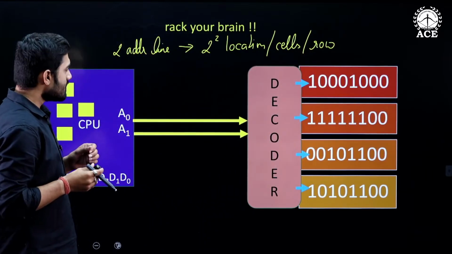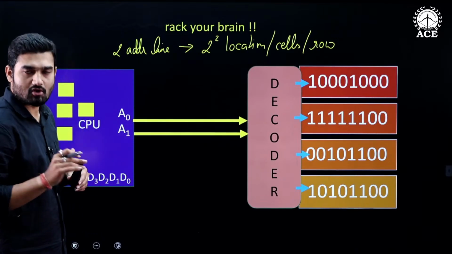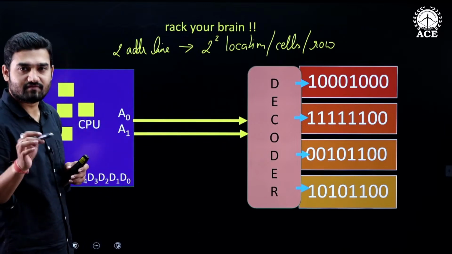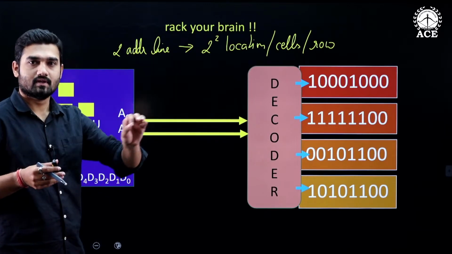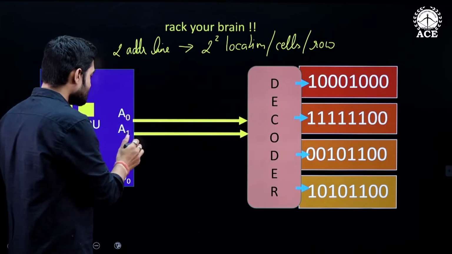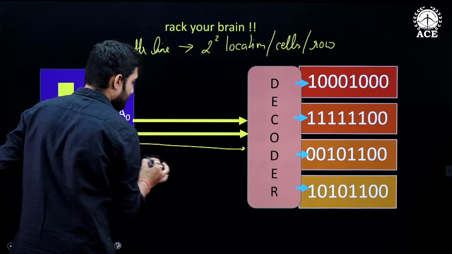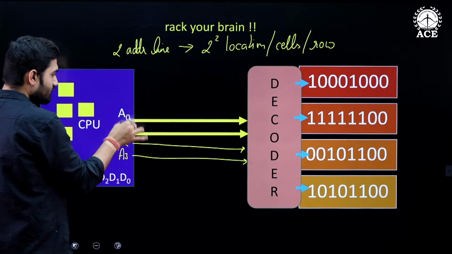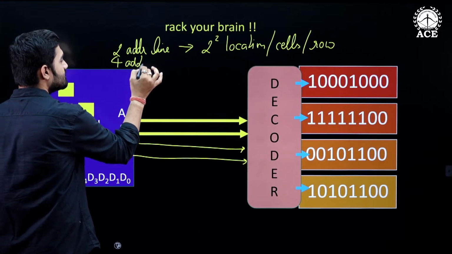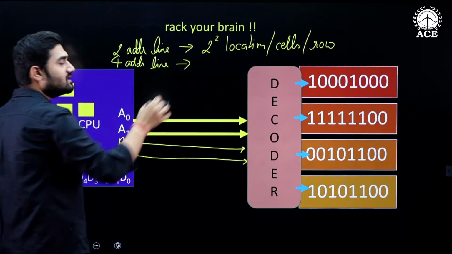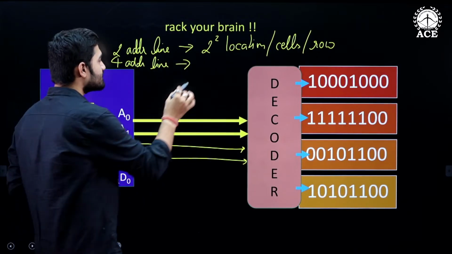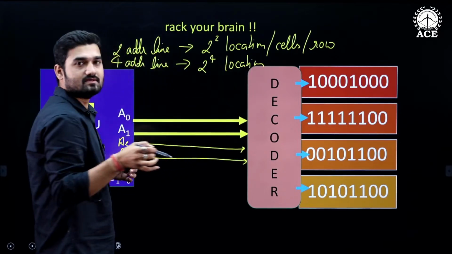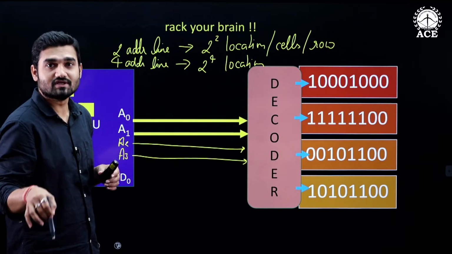Now I'm changing my question. Let us say if I increase my address lines to 4. Let us say I have increased like this. This is A1, A2, A3. How many address lines? 4 address lines. Can you tell me how many locations with 4 address lines? With 4 address lines, I have 2 power 4 locations. That means 16 locations I can access.